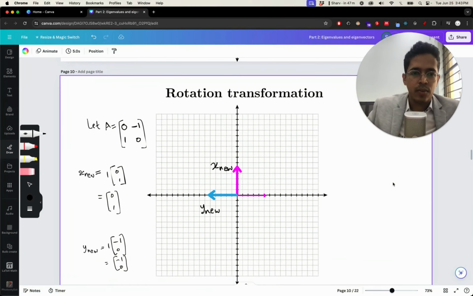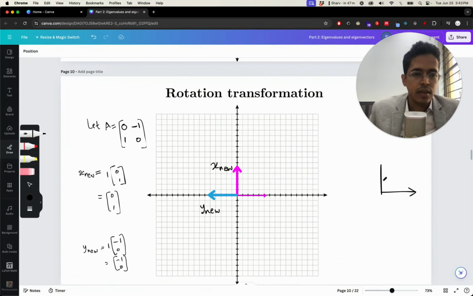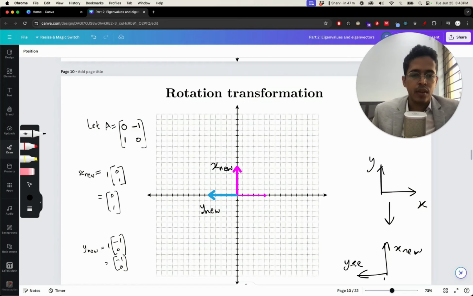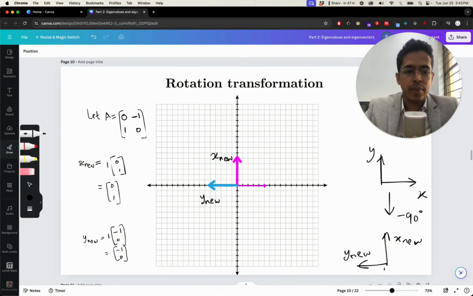So originally the unit vectors looked like this, and after transformation, they looked like this. So x became like this and y became like this. So this was x, this was y, this is x new, and this is y new. So the transformation is basically a -90-degree rotation. That's the transformation. There is no scaling happening here.